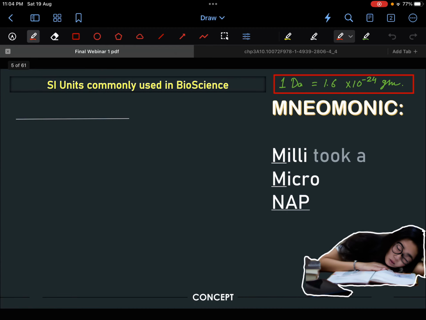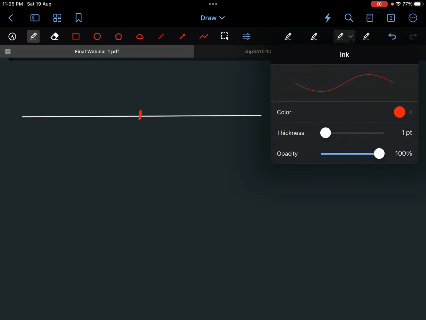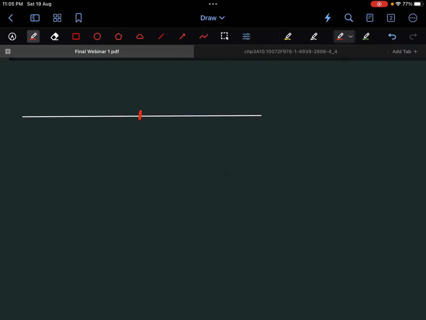Okay, so let me start with SI units commonly used in bioscience. For any unit, we know that for weight it is gram, or for volume it is liter. So every unit has a base unit, that is meter or liter or Dalton or anything like that. Everything has a base unit. So let me write here the base, and for this I will take the example of meter, that is length.